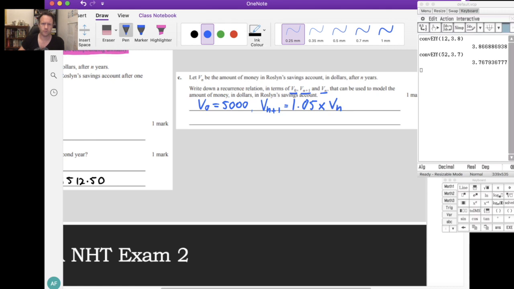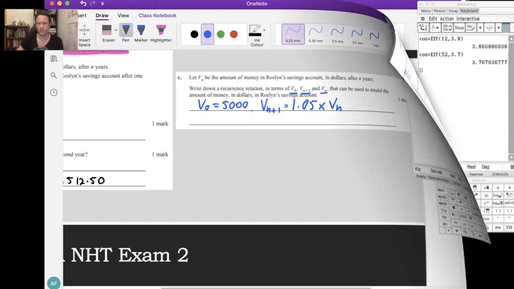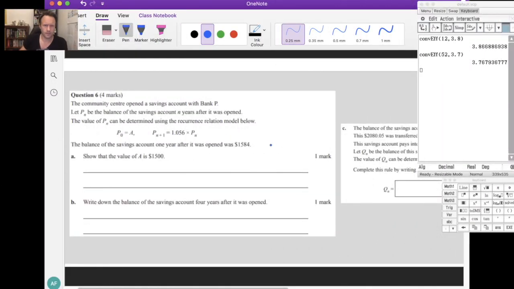So if we were to replace Vn with the initial term V0, that would give us V1. Then replace Vn with V1, that would give us V2, and so on. Alrighty. Next, cab off the rank.